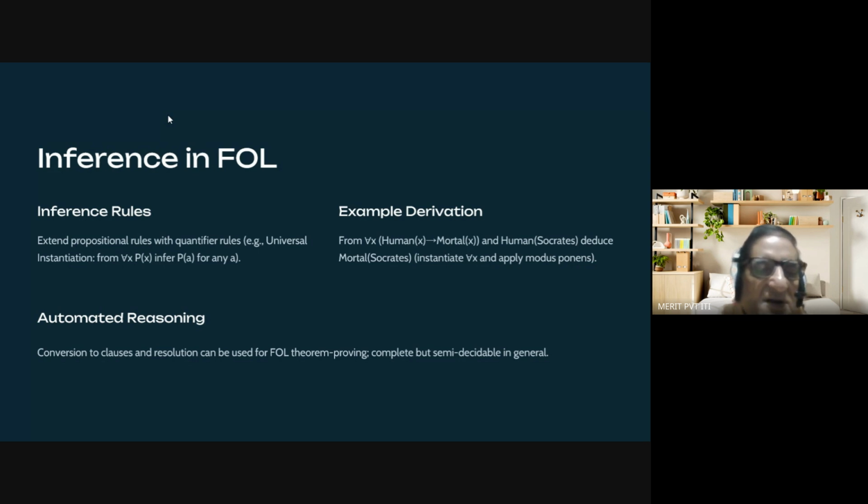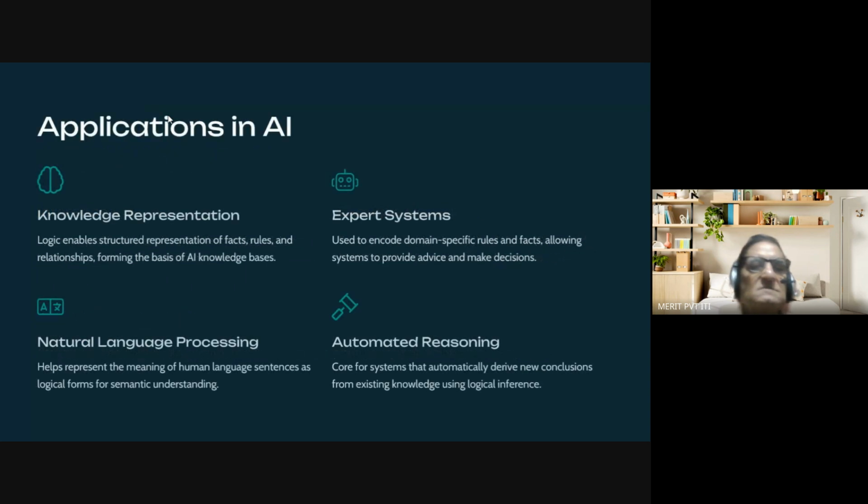Conversion to clauses and resolution can be used for first order logic theorem proving, complete but semi-decidable in general. Application in AI: knowledge representation. Logic enables structured representation of facts, rules, and relationships, forming the basics of AI knowledge bases.